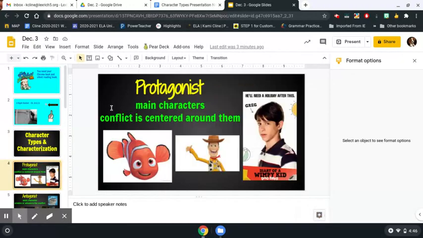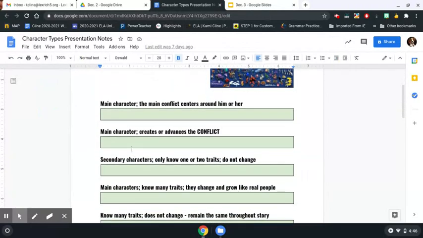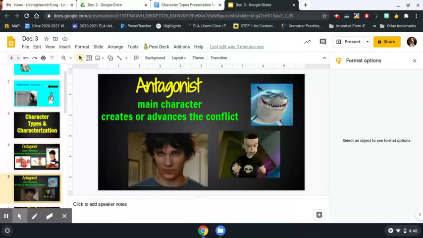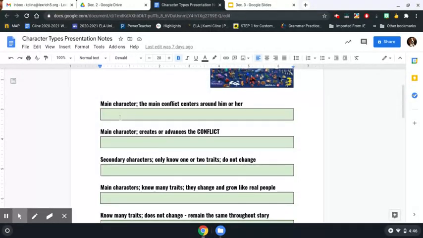Some of these should be a review, I would imagine, but I want to make sure that you remember. So the first one's a protagonist. The protagonist are the main characters. Usually the conflict is centered around them. So go into your notes, and right here where it says main character, I want you to type the word protagonist. I typed the definition for you, and I want you just to type the word. So protagonist.